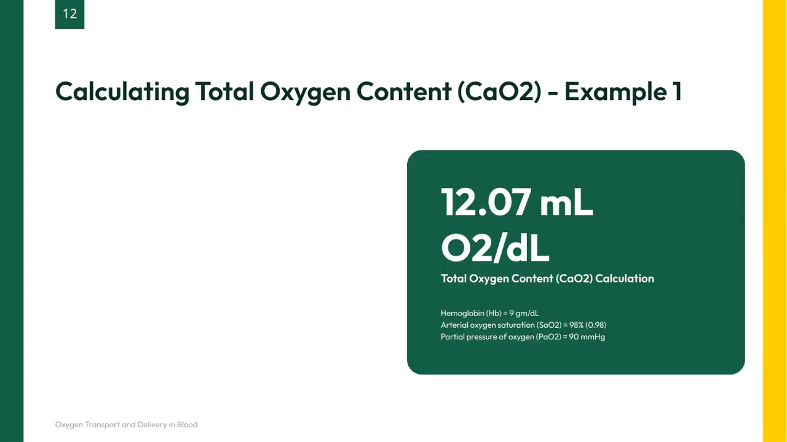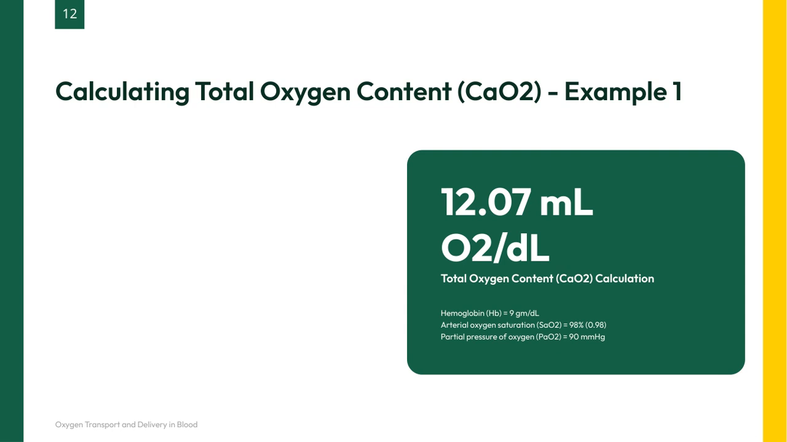Let's take a closer look at oxygen transport and delivery in the blood. On this slide, we see that the hemoglobin level is 9 grams per deciliter, which is slightly below normal, indicating some level of anemia or reduced hemoglobin. The arterial oxygen saturation, or SaO2, is 98%, meaning that most of the hemoglobin that is present is fully saturated with oxygen. The partial pressure of oxygen, PaO2, is 90 millimeters of mercury, which is within the normal range and suggests good oxygen availability in the blood.